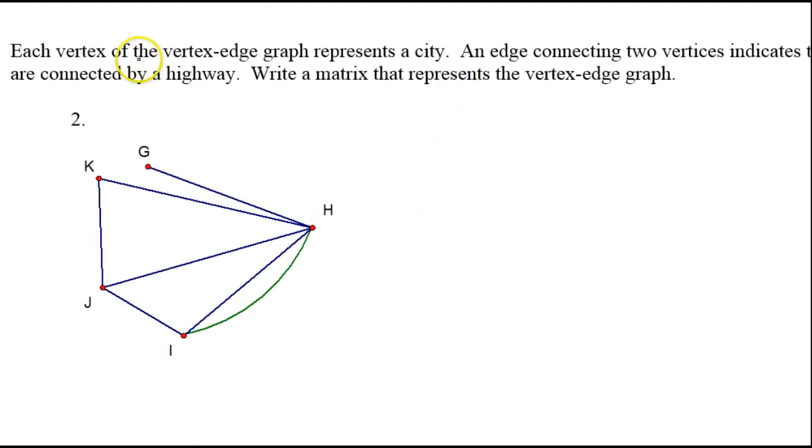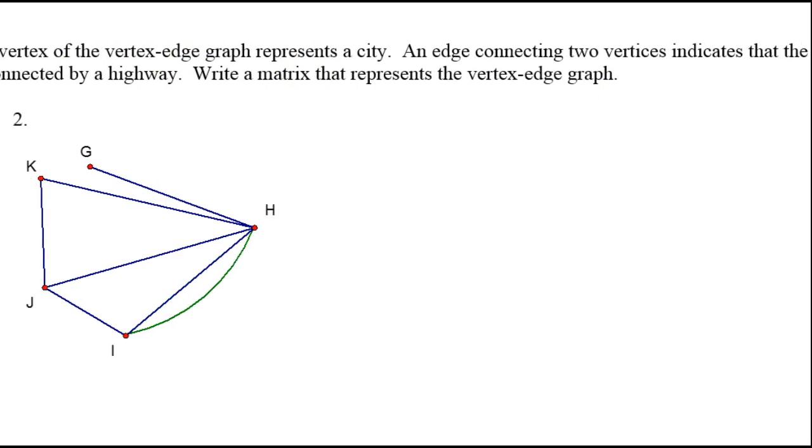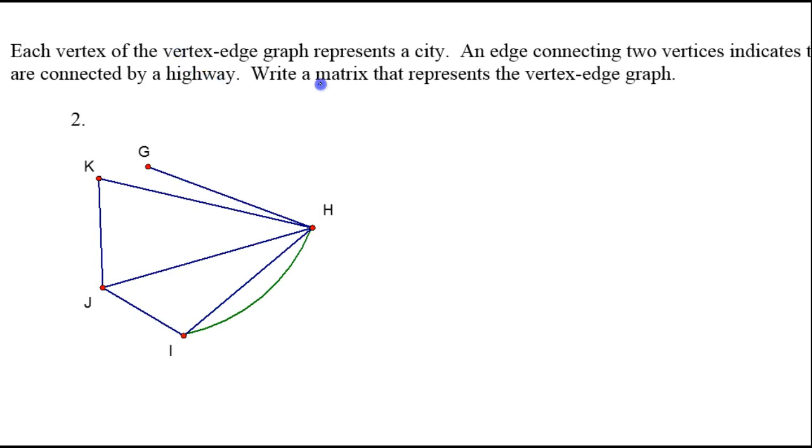Each vertex of the vertex edge graph represents a city. An edge connecting two vertices indicates that the cities are connected by a highway. Write a matrix that represents the vertex edge graph. So what you do is think about how many vertices you have. Let's see, let's count them up. We have 1, 2, 3, 4, 5. If you have 5 vertices, you are going to need a 5 by 5 matrix.